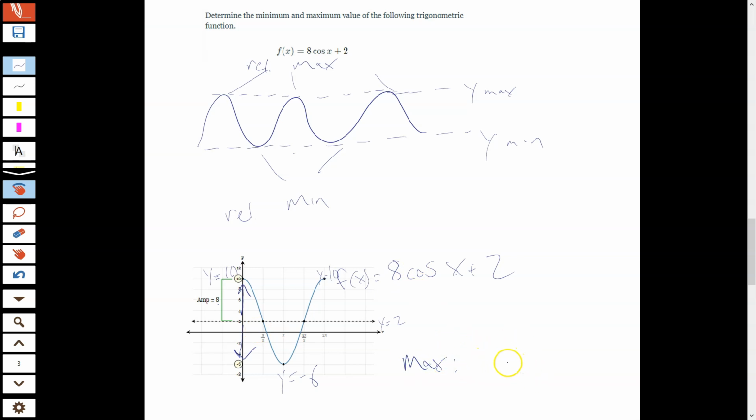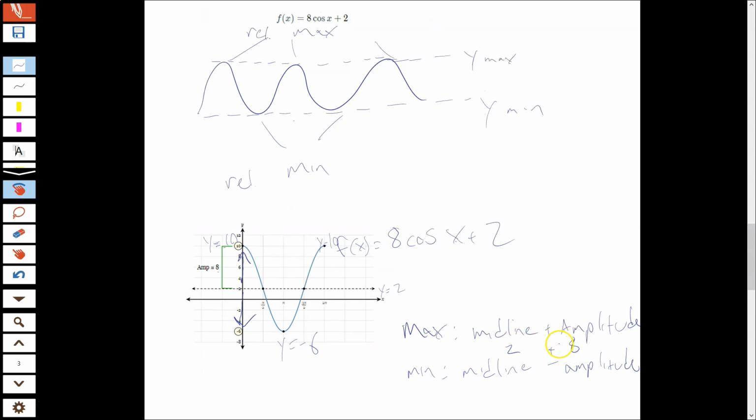So the maximum is the midline plus the amplitude, and the minimum is the midline minus the amplitude. So here we would do 2 plus 8. That obviously gets me my 10, and then we would do y equals 2 minus 8, which gives me my negative 6. Okay. So there's a really simple way to figure that out analytically.